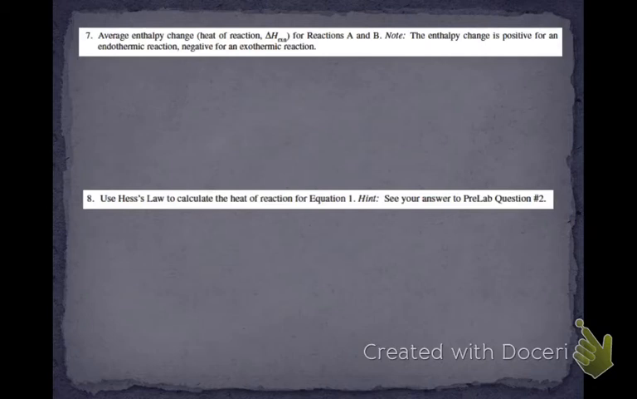Just a note that they have there is the enthalpy change is positive for an endothermic reaction and negative for exothermic. So it's up to you to determine, based on your data, if these were endo or exothermic reactions, and make sure that your delta H is showing that with the sign either being positive or negative. So don't forget to double check that when you're calculating your delta H. So moving on to number 8.